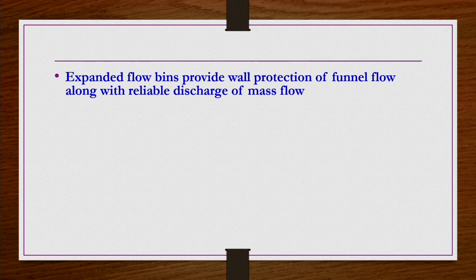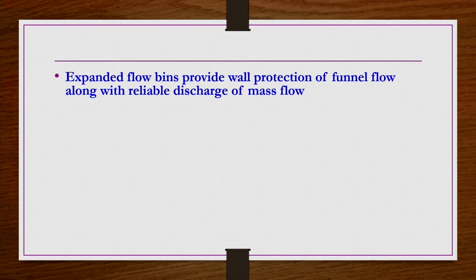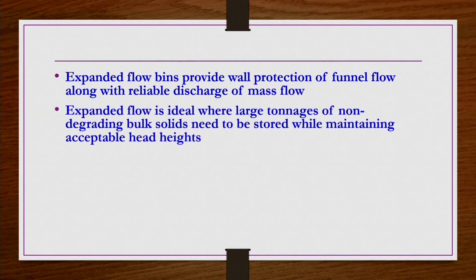What is the advantage of funnel flow bins? It provides wear protection for the walls, because most of the material is handled by the discharging material itself. And what is the advantage of mass flow? It provides reliable discharge and uniform flow. So, both uniform discharge and wall protection can be obtained by this expanded flow. These are the individual advantages of mass flow and funnel flow, but if you combine them in expanded flow, you can expect to have both.